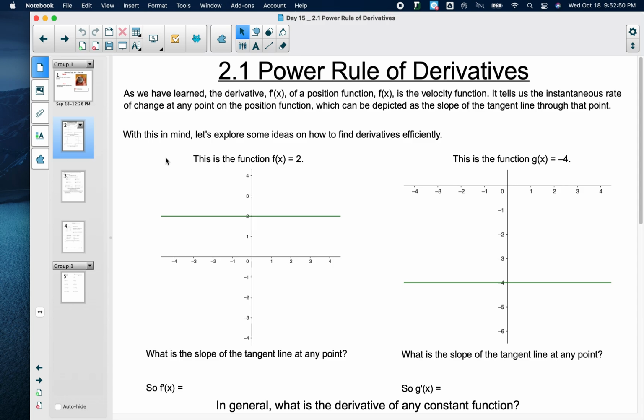As we learned, the derivative f prime of x of a position function f of x is the velocity function. It tells us the instantaneous rate of change at any point on the position function, which can be depicted as the slope of the tangent line through that point. With this in mind, let's explore some ideas on how to find derivatives more efficiently.